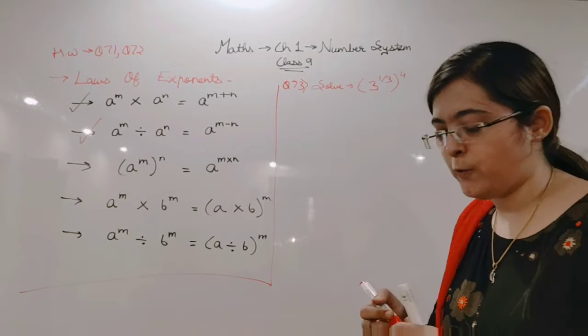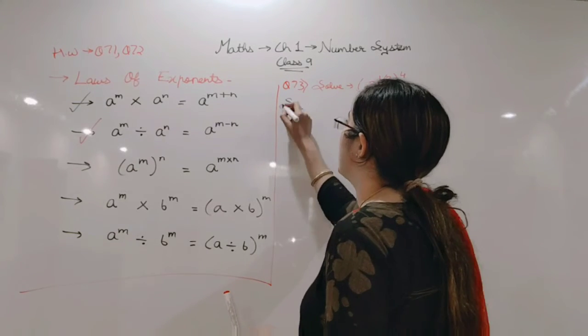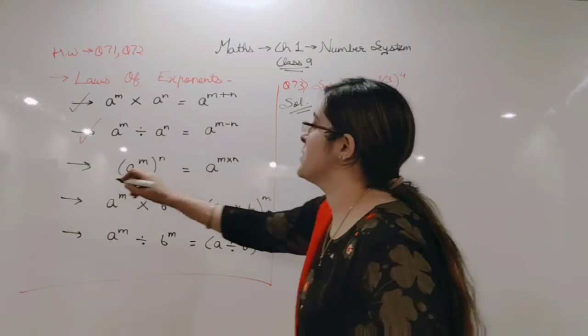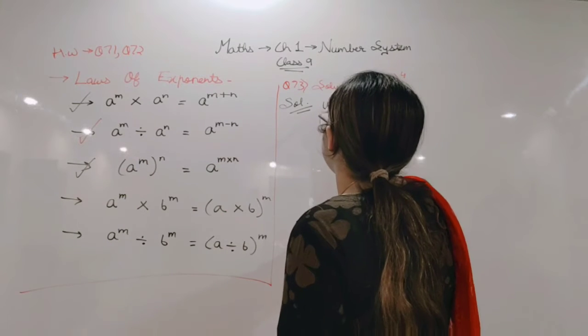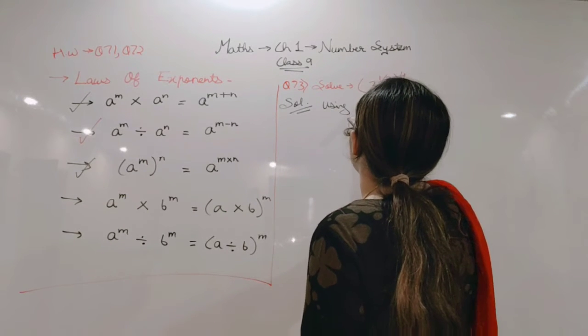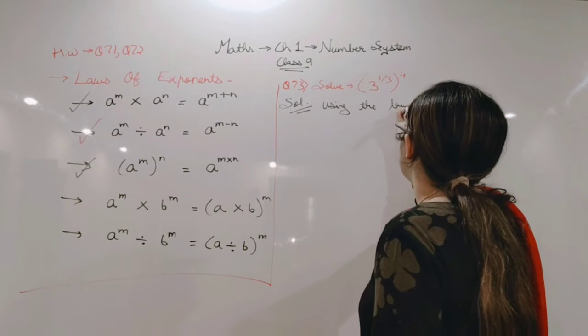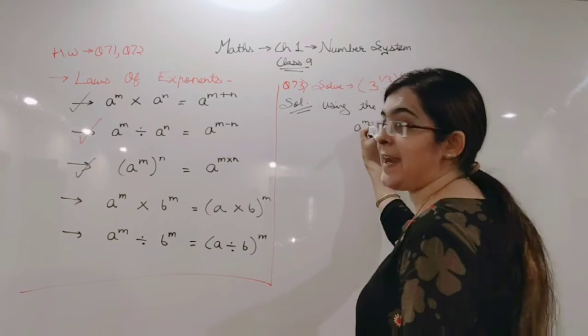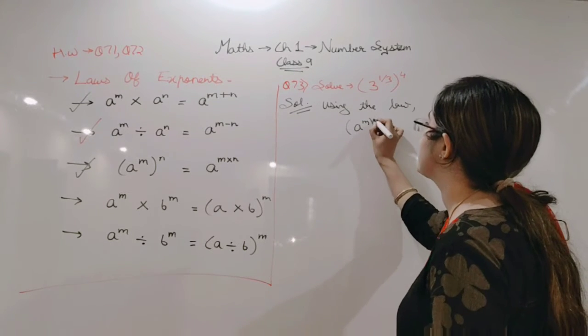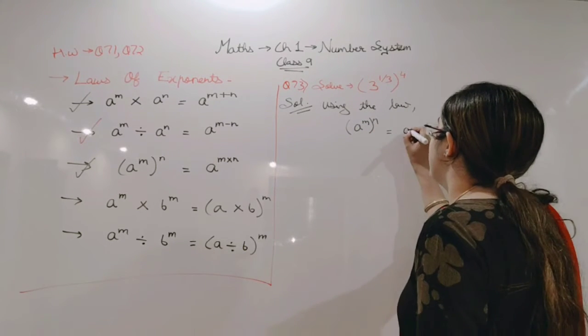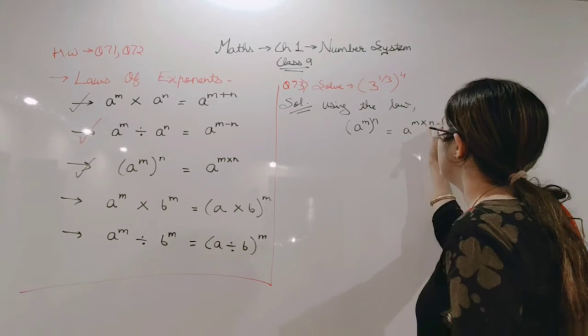Okay, so what we will do? First we will select the law. Which law is to be used? We will use the third law. So write: using the property or using the law. What is the law? a to the power m, whole to the power n. Because there are two powers on the same base, the powers will be multiplied.